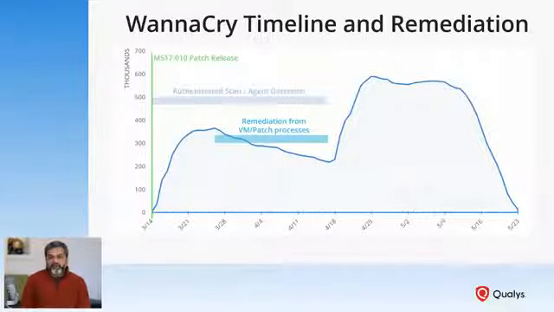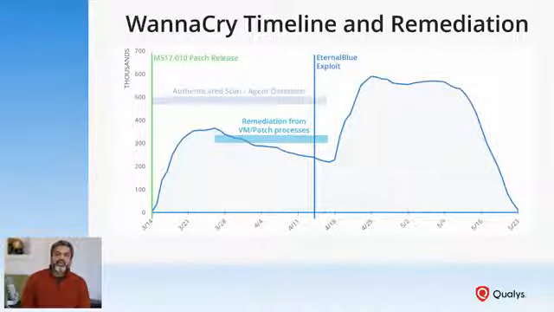In about a month, the EternalBlue exploit came out. So now there was an exploit for this particular vulnerability. And then our engineers were able to reverse engineer it and create a remote detection.